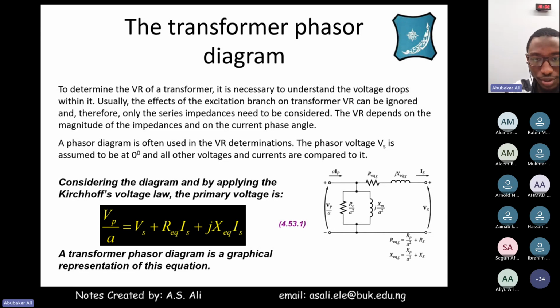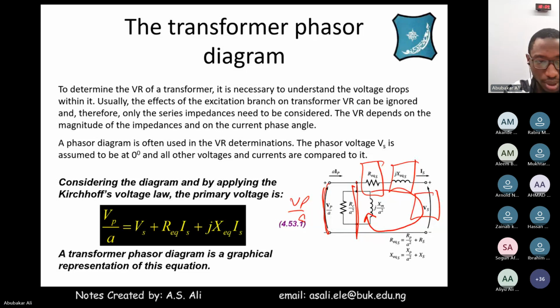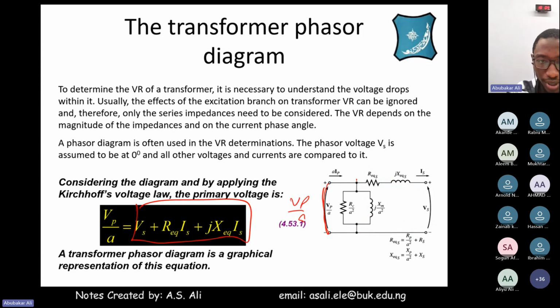This should be clear, right? Here, the voltage across this side is VP over A. And if you do the Kirchhoff, you go clockwise like this. You have IS multiplying this, IS multiplying this, and you have VS going in this direction. So according to Kirchhoff's law, we can sum them up. And the summation of all the voltage drops is going to give you the same thing that is across here in the parallel. I hope you didn't forget your KCL and KVL.